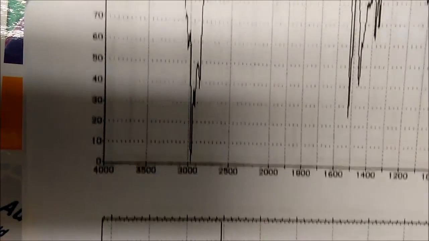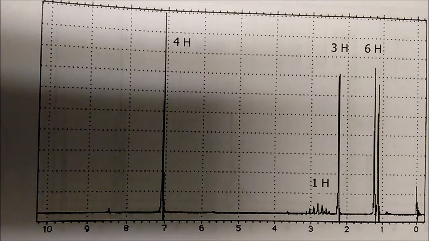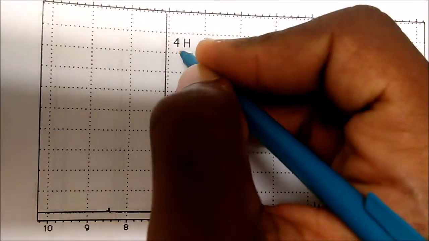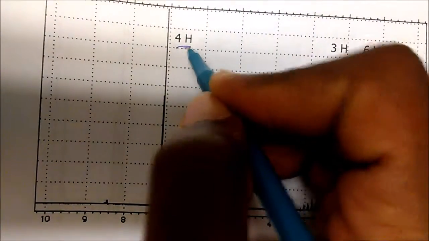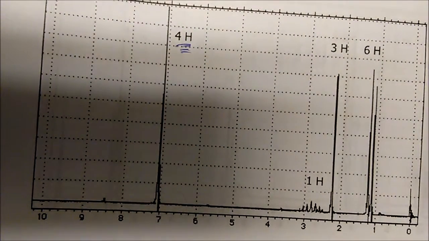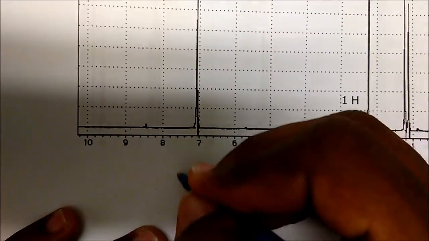Continuing with our video on spectroscopy, I have this spectrum here, and we want to find out what the structural formula is. Well, again, at around 7 parts per million, I have this huge peak here integrated into 4 hydrogens. Now remember we said that anything around 7, usually think of it as an aromatic ring. So I'm going to draw my aromatic ring.